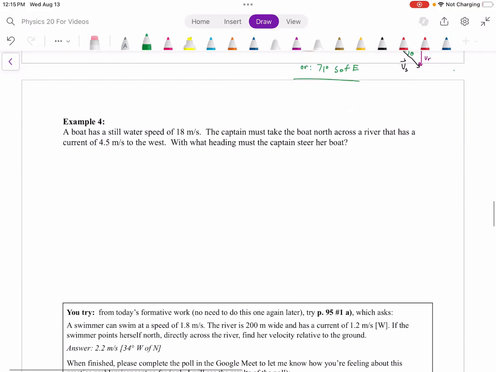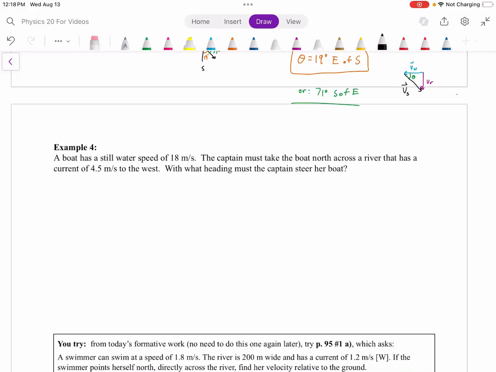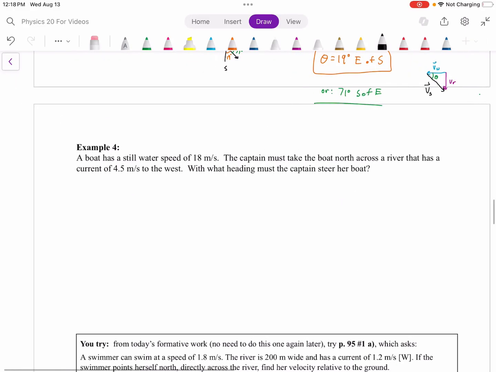Okay. Let's try another one here before it's your turn. So a boat has a still water speed of 18 meters per second. That is how fast the boat is capable of moving through the water. The captain must take the boat north across a river that has a current of 4.5 meters per second to the west.